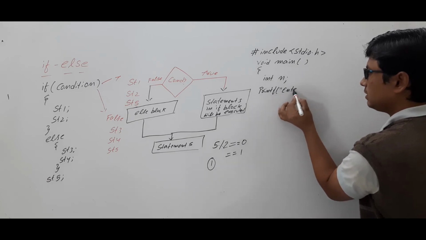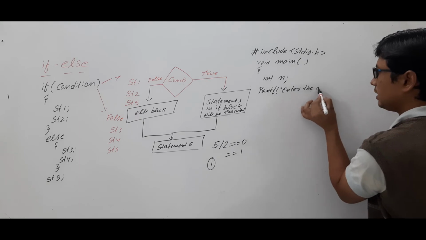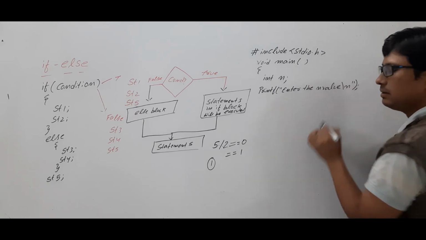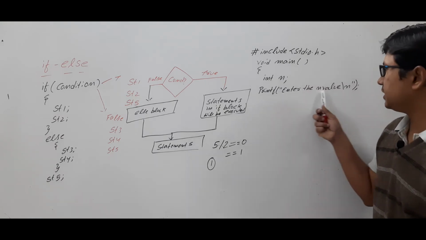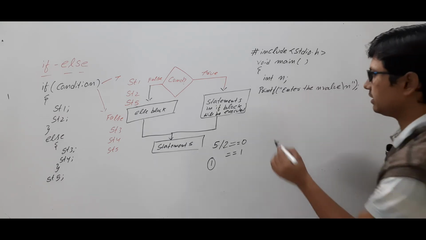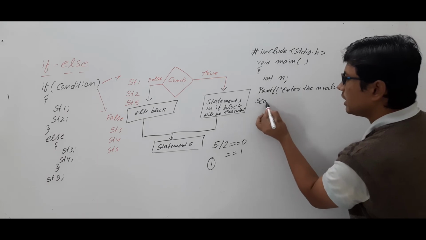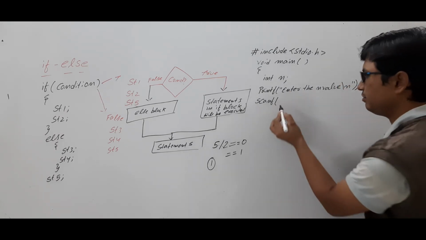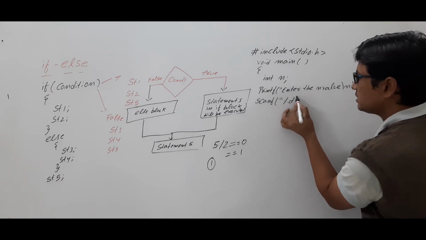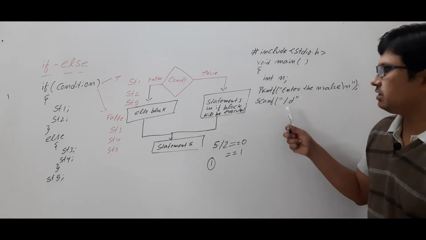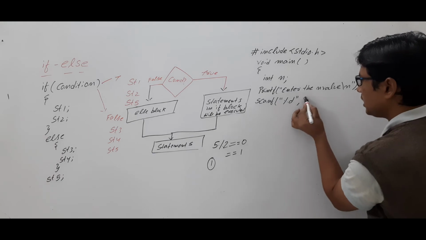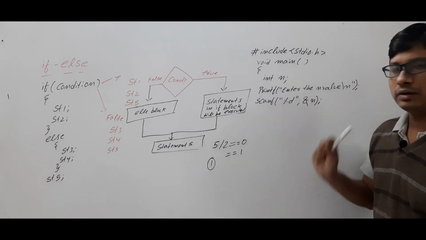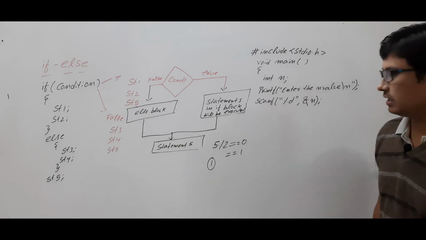"enter the n value," \n. This is a backslash character. After printing the statement, it will go to the next line. Now I want to read the n value from the user. So I need to use the function called scanf. And as it is an integer, I am using the format specifier %d. And I want to store the n value in the address of n. So that's why I am writing &n.